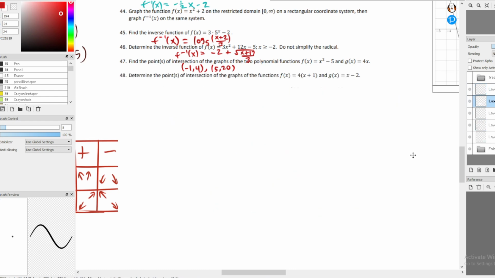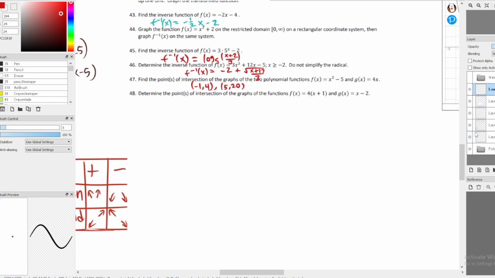Next, we have 48, which says determine the points of intersection on the graph of the functions f of x equals 4x plus 1, and g of x equals x minus 2. So we'll set them equal to each other. 4 times x plus 1 equals x minus 2. We're going to distribute the 4, so we'll get 4x plus 4 equals x minus 2.